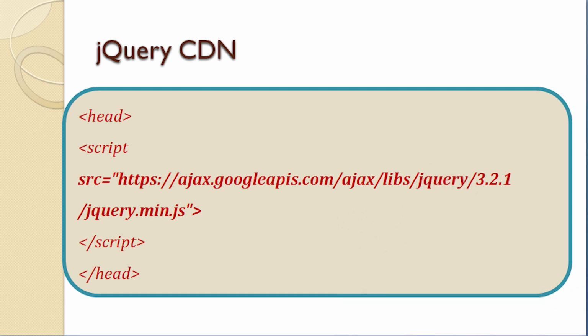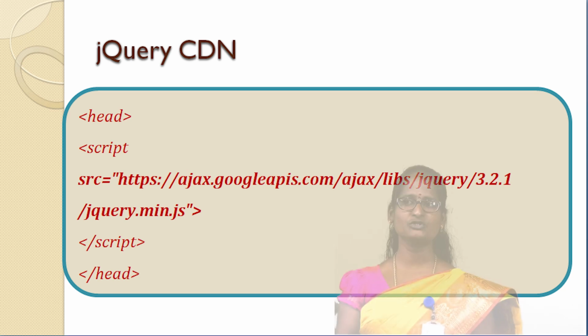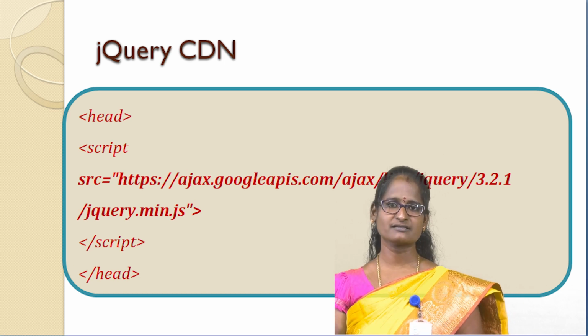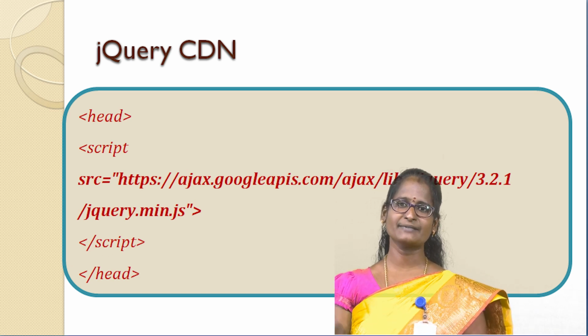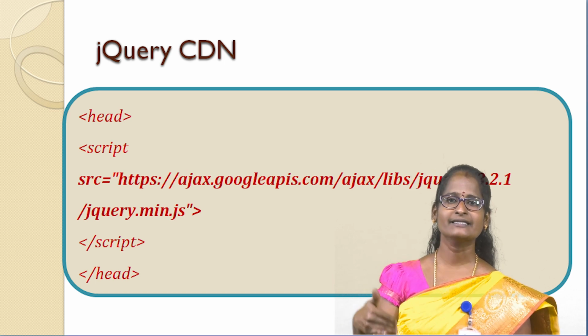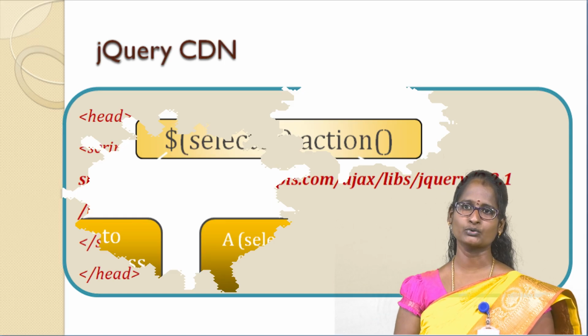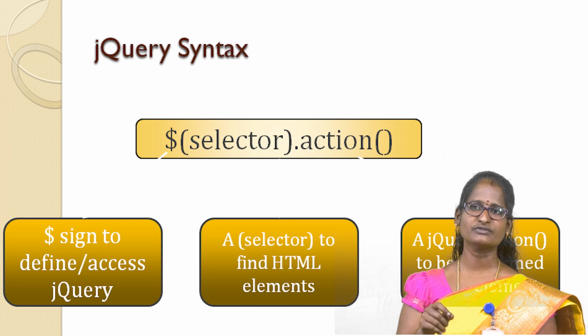So https://ajax.googleapis.com/ajax/libs/jquery/3.2.1/jquery.min.js. That is the extension of JavaScript, that is .js. You can use that. Then the script is closed and the head is closed. It is the syntax of jQuery.